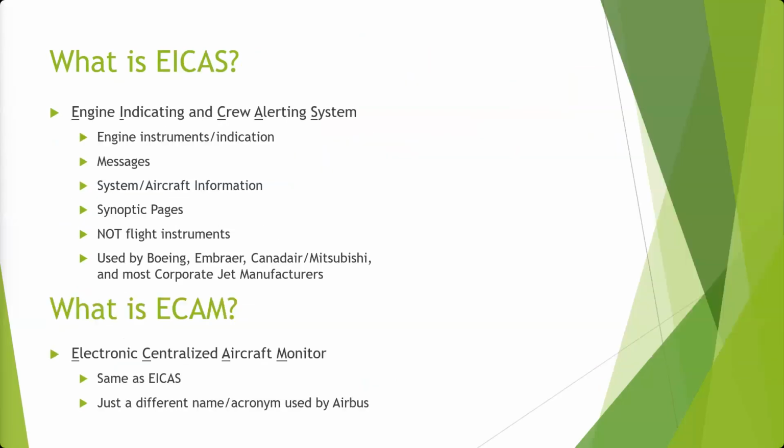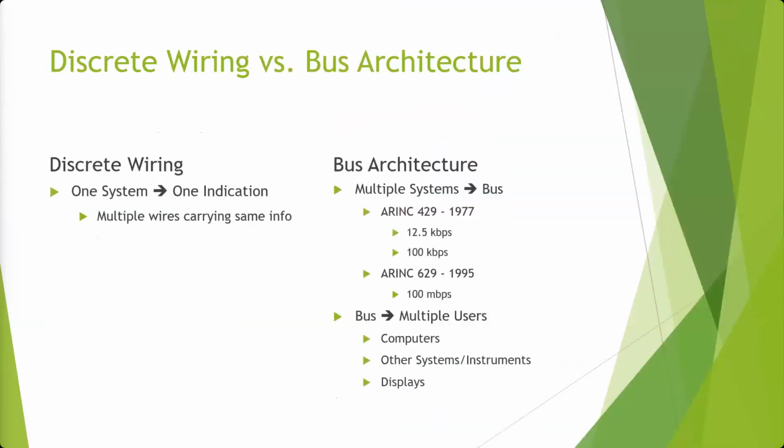So most of these now have gone to, in order to enable that, what's called a bus architecture. And that is, rather than doing discrete wiring, we put something in the middle called a bus. And all the data is on the bus. And then anything that needs the data can get it off the bus. And the nice part too is these can become 2-way streets.